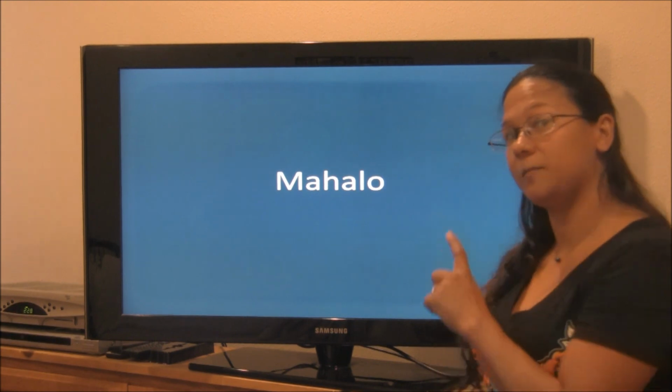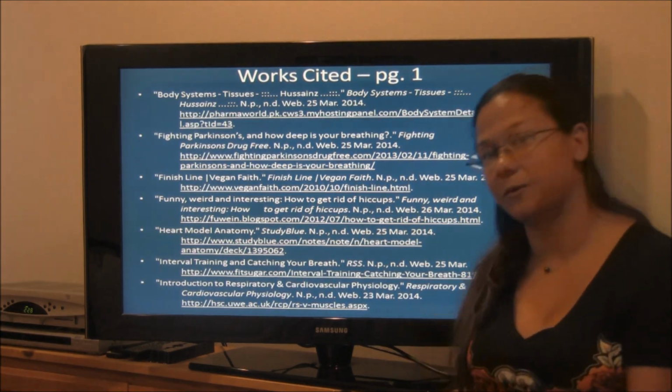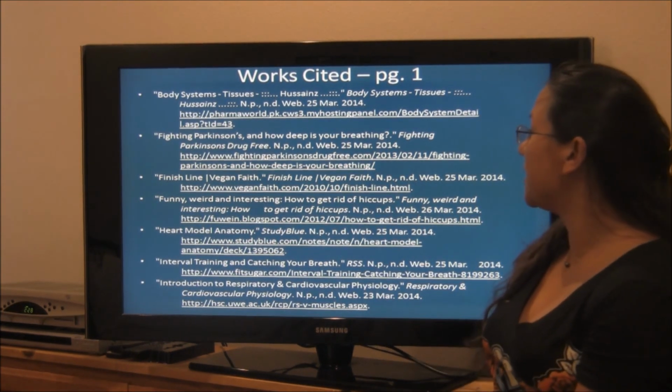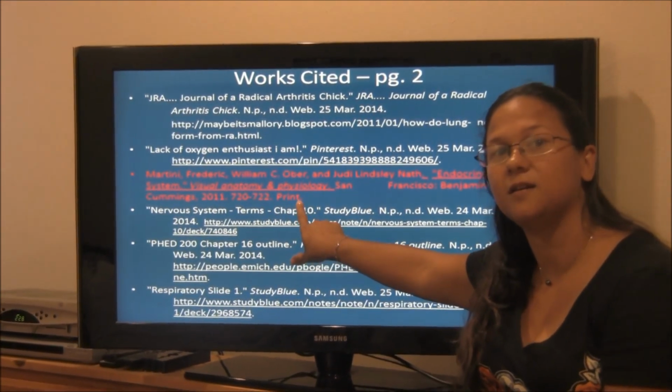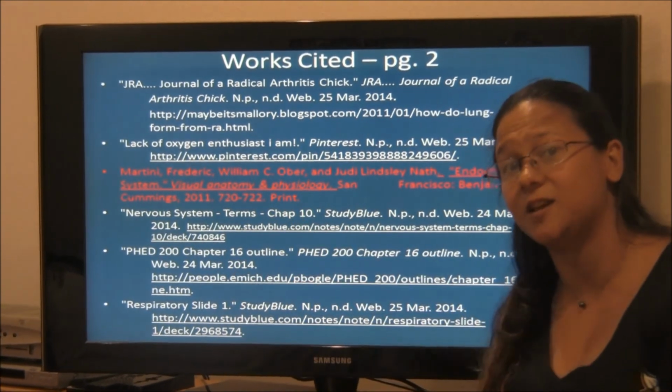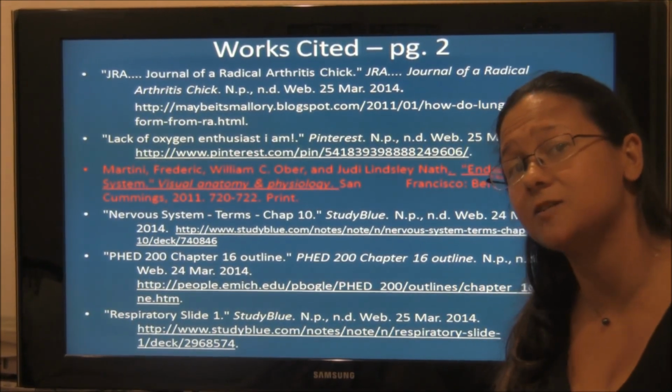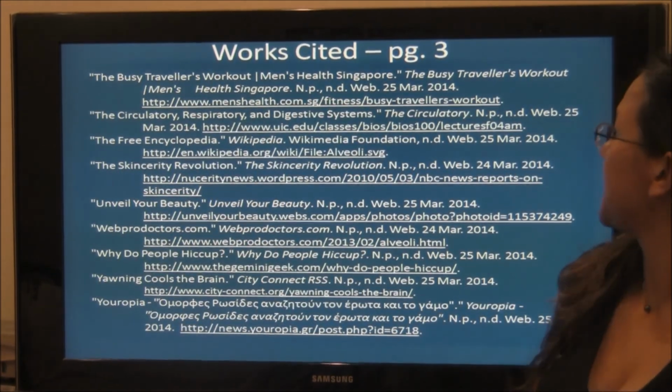And I wanted to show you my works cited page. There's 3 pages because I use a lot of pictures. But the most important one is this one here in red. That's going to be the one that I grabbed from my Visual Anatomy and Physiology book that I'm using this semester. And this is my last page here of works cited.